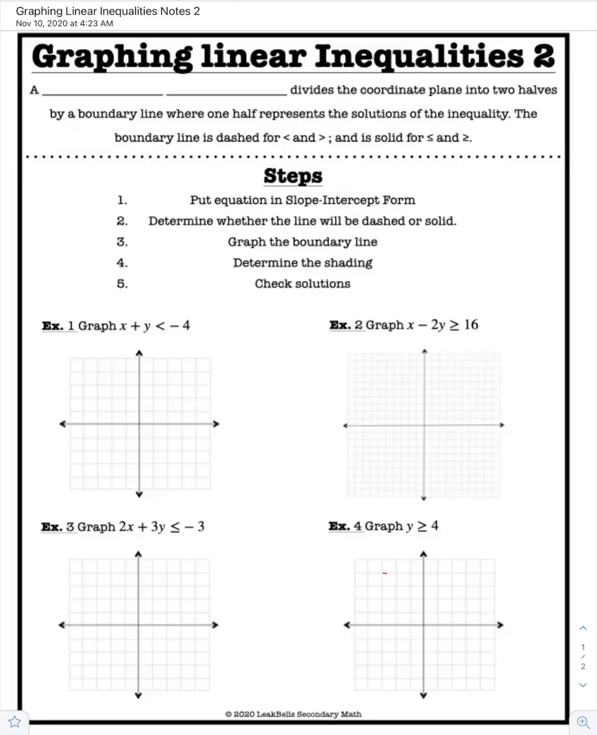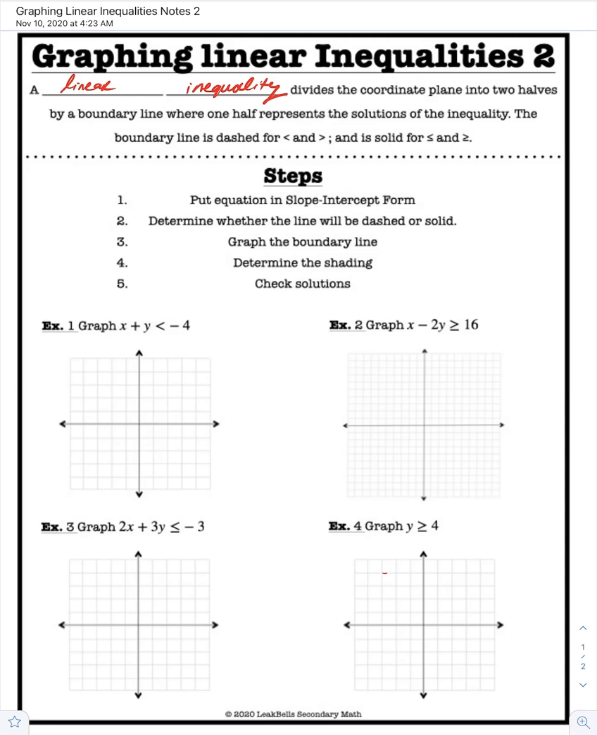Okay, today we're going to talk about graphing linear inequalities part 2. All right, remember that a linear inequality divides the coordinate plane into two halves by a boundary line where one half represents the solutions of the inequality. The boundary line is dashed for less than or greater than symbols, and it's solid for less than or equal to, greater than or equal to symbols.